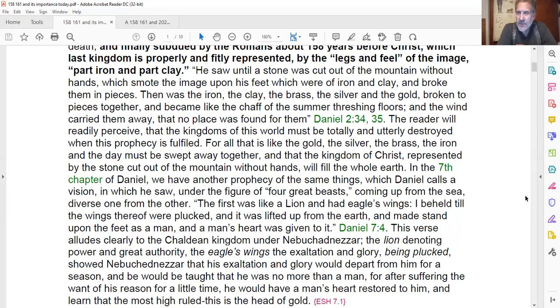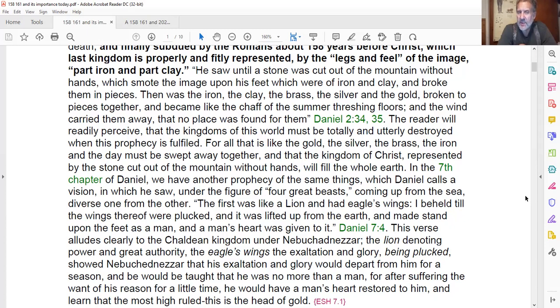He saw until a stone was cut out of the mountain without hands, which smote the image upon his feet, which were of iron and clay, and broke them in pieces. Then was the iron, the clay, the brass, the silver, and the gold broken to pieces together, and became like the chaff of the summer threshing floors. And the wind carried them away, that no place was found for them. Daniel 2:34 and 35.